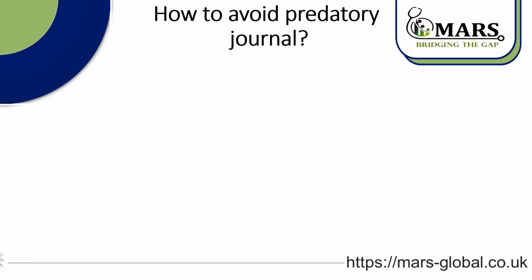We can avoid predatory journals by searching if the journal is listed in the black list for predatory journals. Use Think Check Submit for detection of predatory journals, and search if the journal is listed in the Directory of Open Access Journals. Review the journal website for the transparency of data and contact details for the journal and its editorial board, and fees of publication.